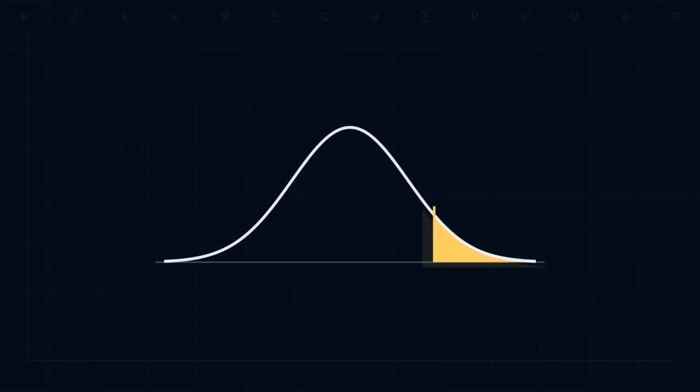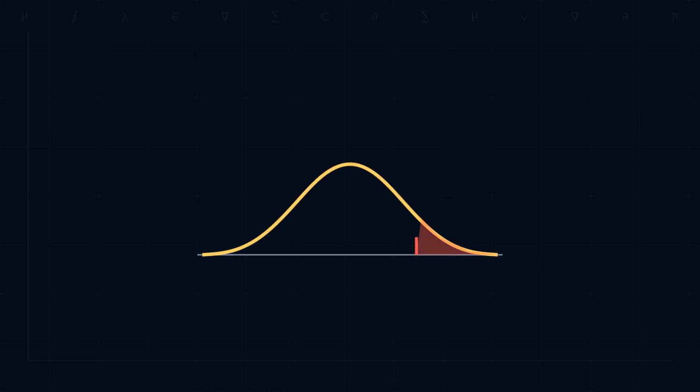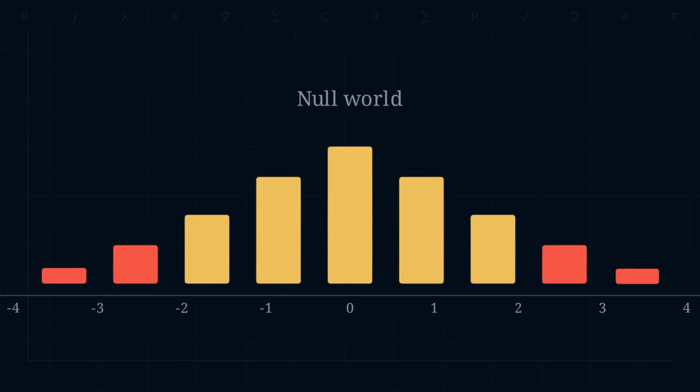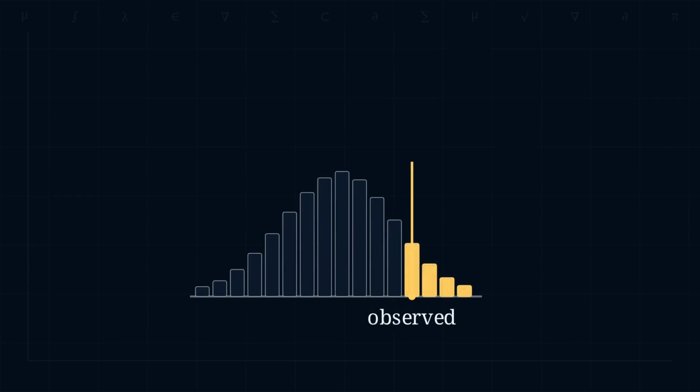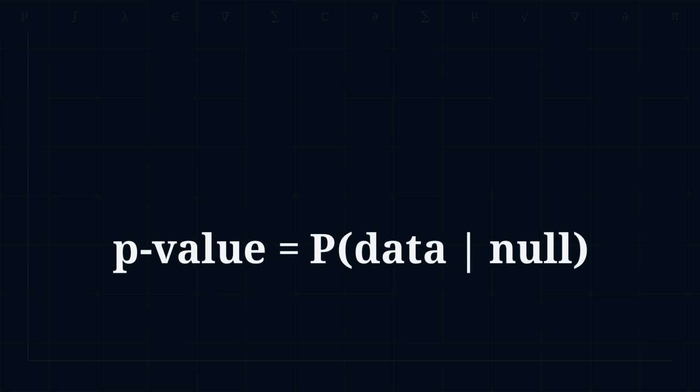The phrase "this extreme or more so" is not decoration. It encodes a rule about what counts as evidence against the null. You pick a direction or both directions of surprising behavior, you pick a statistic that compresses the data into a single score, and then you tally how much of the null world would produce scores at least that far out. That tail area is the p-value, and it is always conditional on the null being the generator of the data.